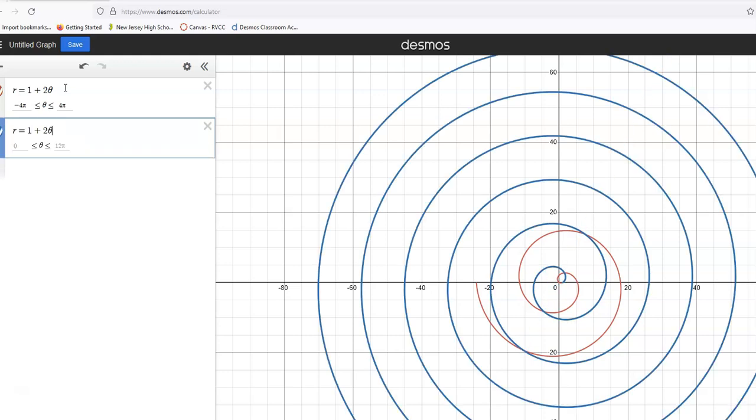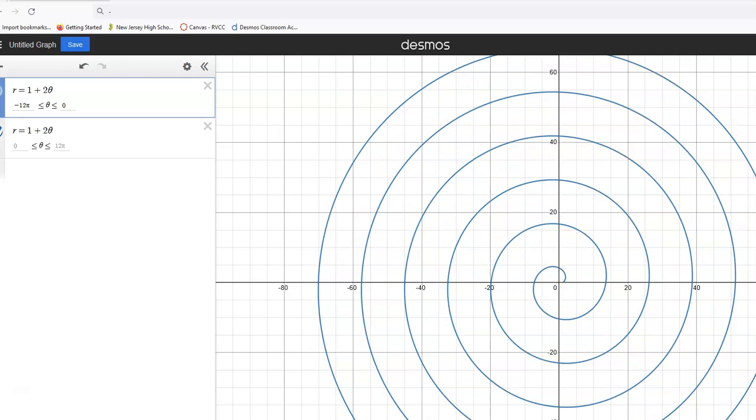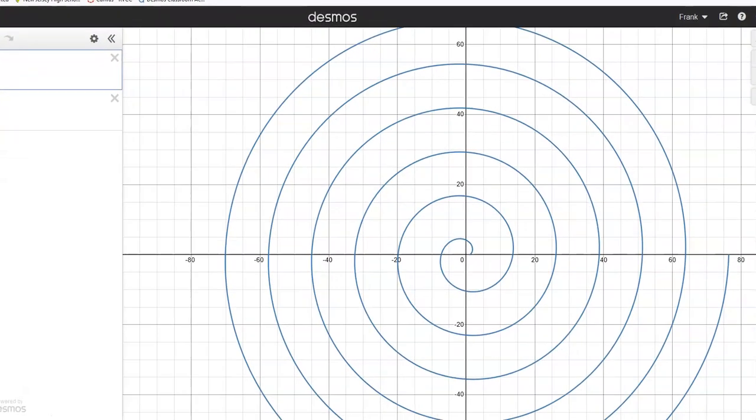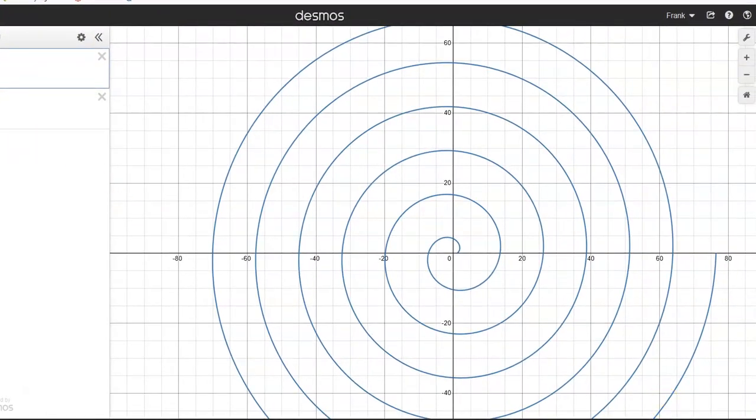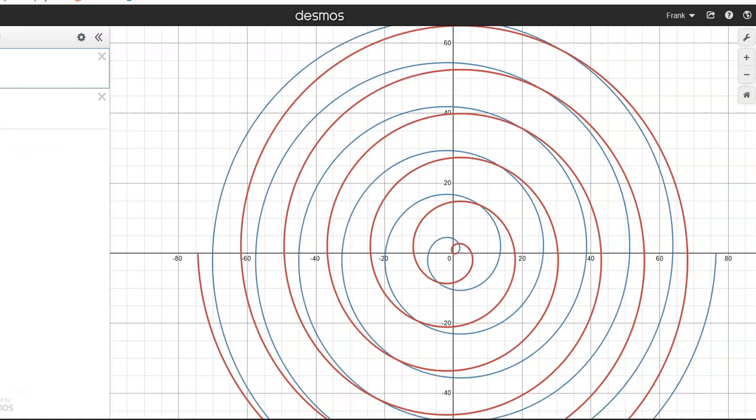So there it is from 0 to 12 pi. Here it is from negative 12 pi to 0. So the blue one is the original one, right? 0 to 12 pi. I have to widen my screen a little bit here. Right? That's the part from 0 to 12 pi. Switch it around. This is the part from negative 12 pi to 0. Combine them together, and you got a really funky-looking Archimedes spiral. All right? So it meets in the middle, turns around, and goes the other direction.